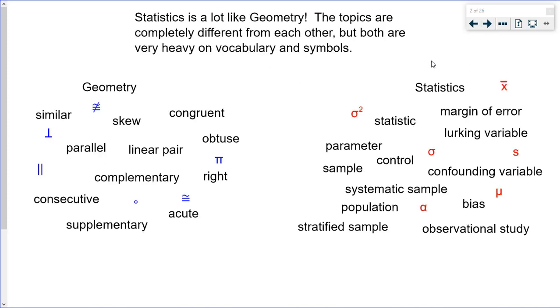So first things first, statistics is an awful lot like geometry. They're not anything alike, except for the fact that they are very, very vocabulary heavy, and there's a ton of symbols. On the left, you see some of those symbols. I hope I'm not giving anybody some geometry flashbacks here, but some of the symbols and words that you saw in geometry, and on the right, here are some from statistics.